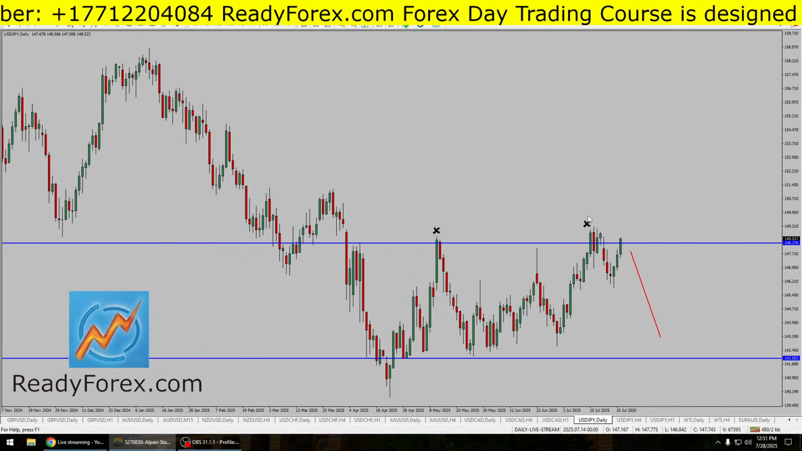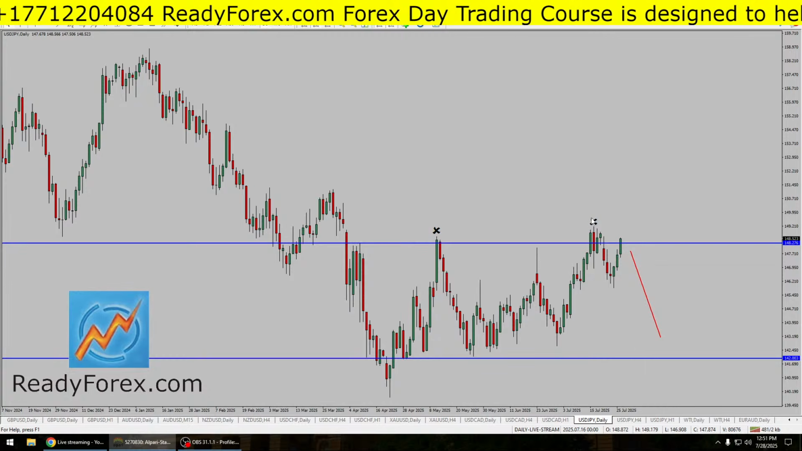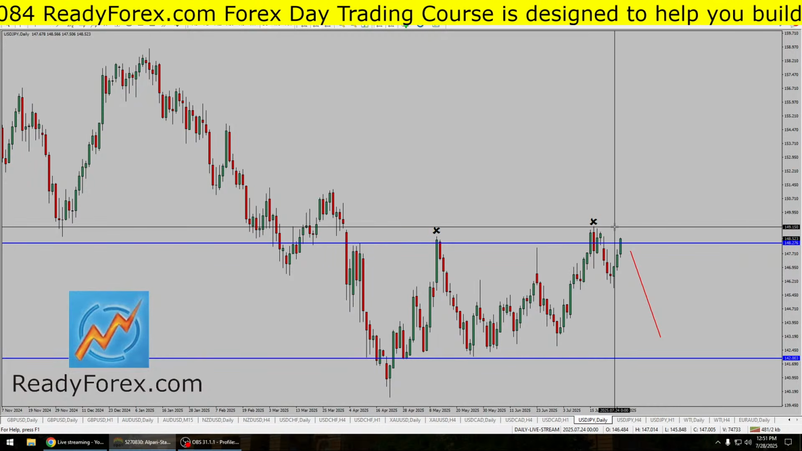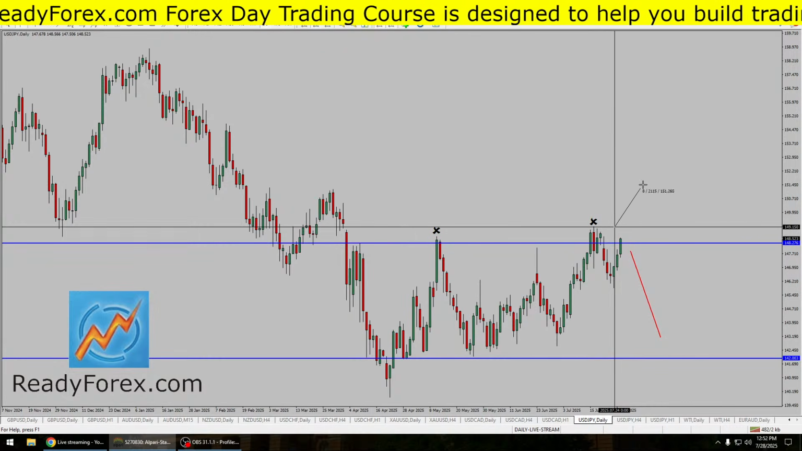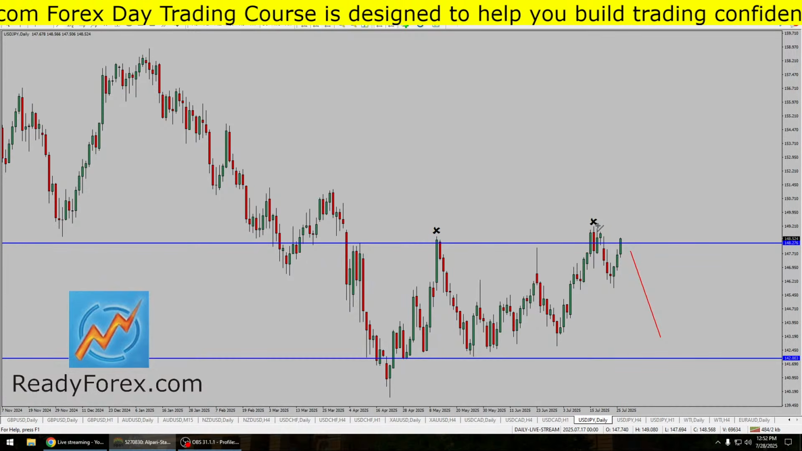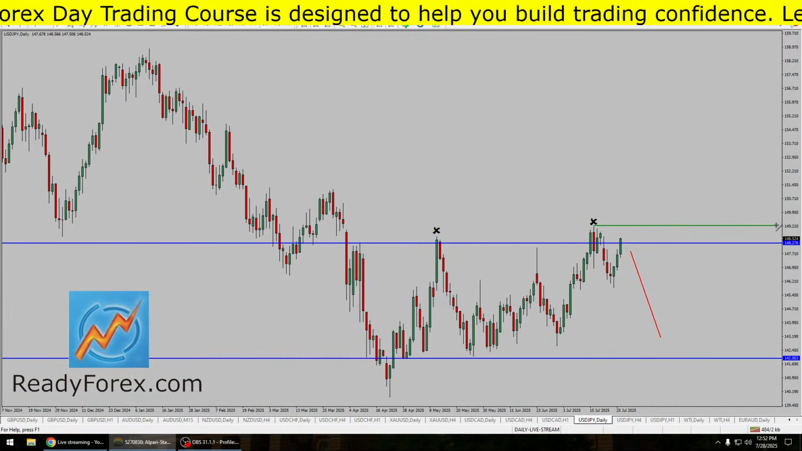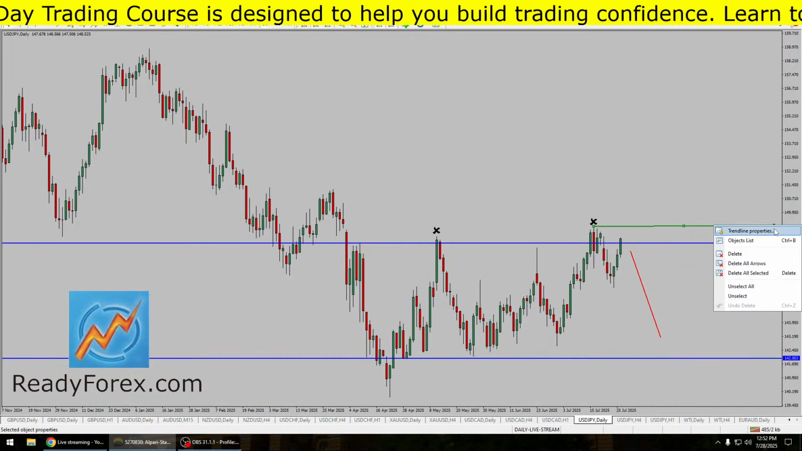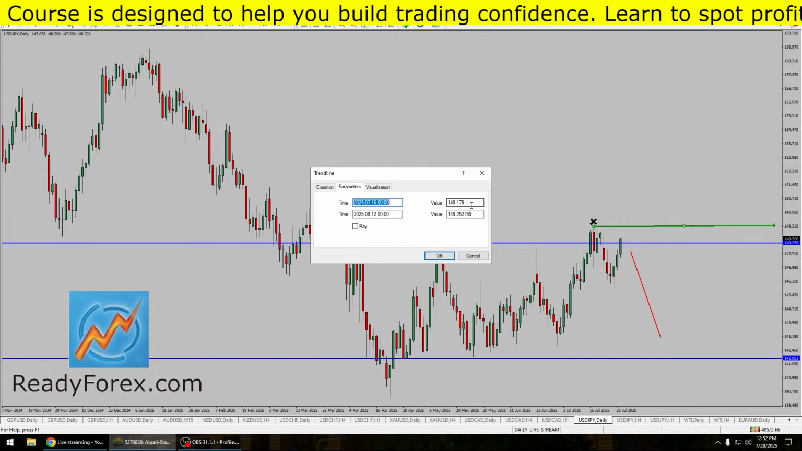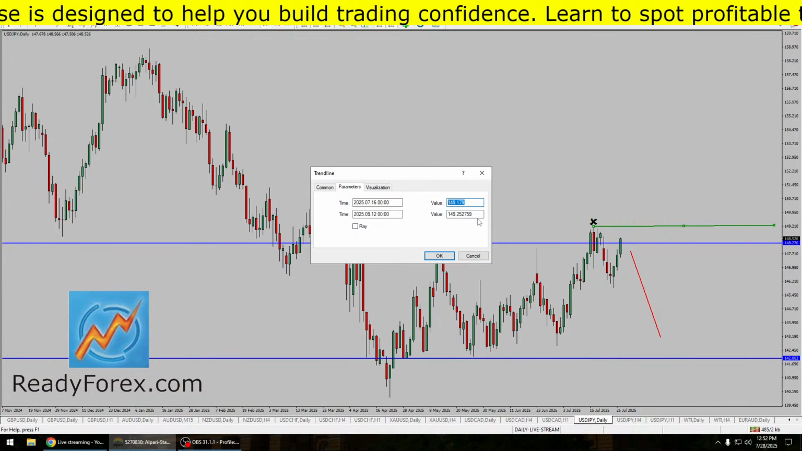Then we got another false breakout over here. And if market is going to rise up one more time, then I don't think that's going to be a false breakout. It's probably going to break higher. So we have this level over here. So far we have seen two false breakouts. We got the test over here two times.